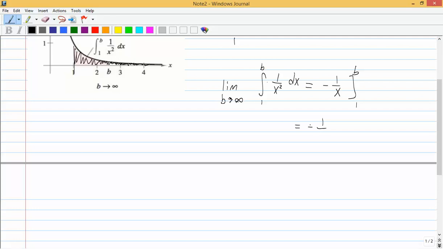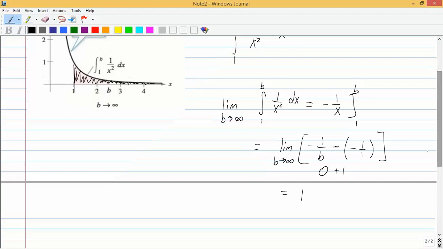So this is negative 1. I'm going to keep my limit notation. This is the limit as b approaches infinity of negative 1 over b minus, right, because I have to subtract, and then plug that in, negative 1 over 1. Now I can let b approach infinity here. And so that would be negative 1 divided by infinity. So that's 0. And then I have minus negative 1. So plus 1, which equals 1. So the actual area under the curve from 1 to infinity of 1 over x squared is equal to 1 square unit.